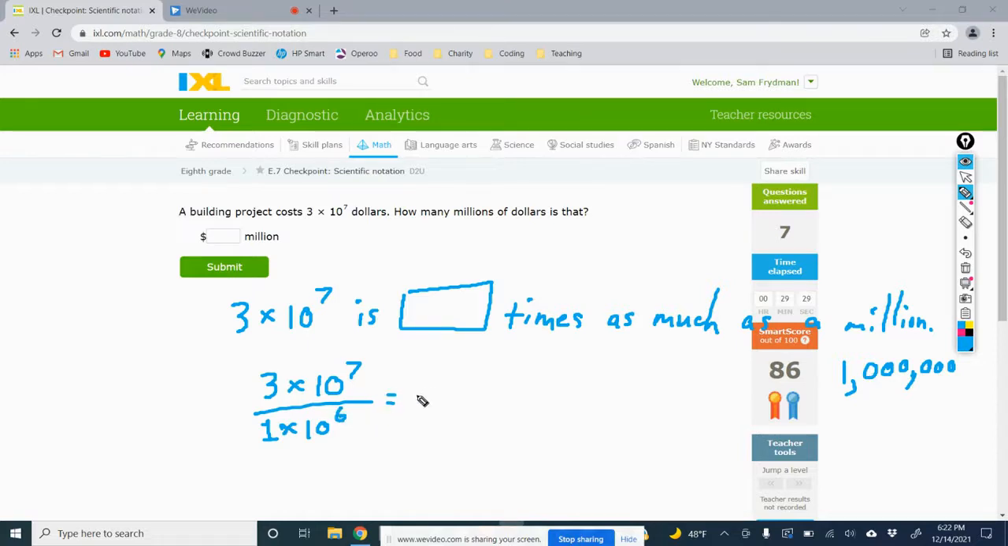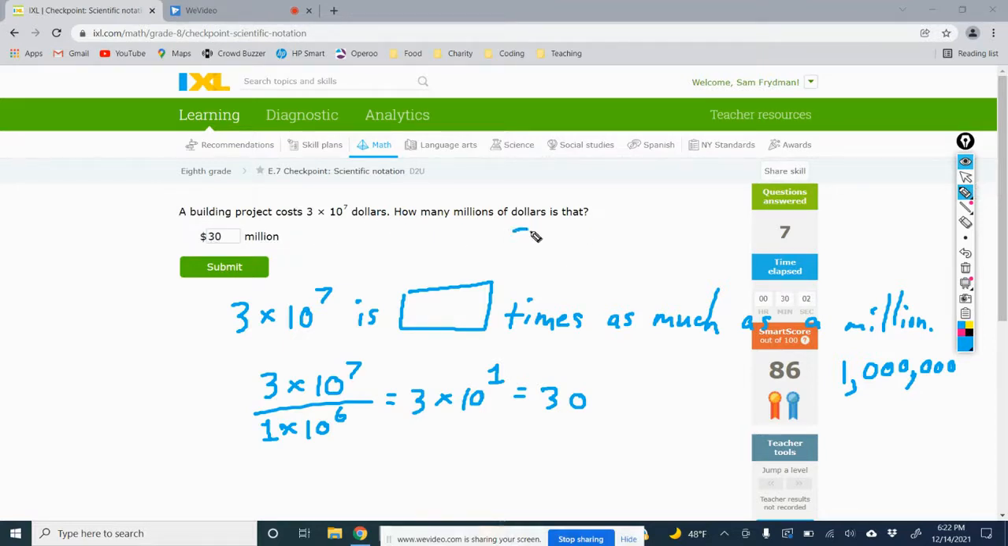Okay, and then 3 divided by 1 is 3, and 7 minus 6 is 1. So I'm going to get 3 times 10 to the first, which is just 30. So we're going to write 30 over here. All right, and let's see if that answer makes sense. So we're saying 30 million. Okay, so 3 times 10 to the seventh is 30 millions or $30 million.